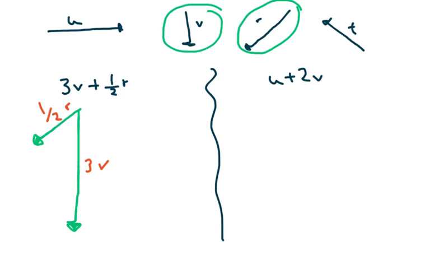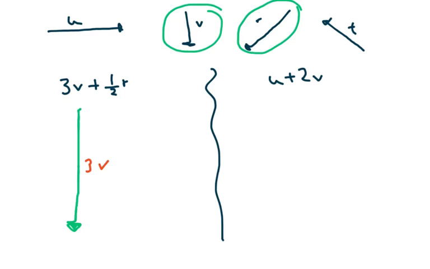And we started with 3V, so I'm going to draw for... Okay, so this was 3V, and this was 1/2 R. I drew this wrong. I knew something was wrong. You have to draw from tail to tip. Okay, so 1/2 of R.